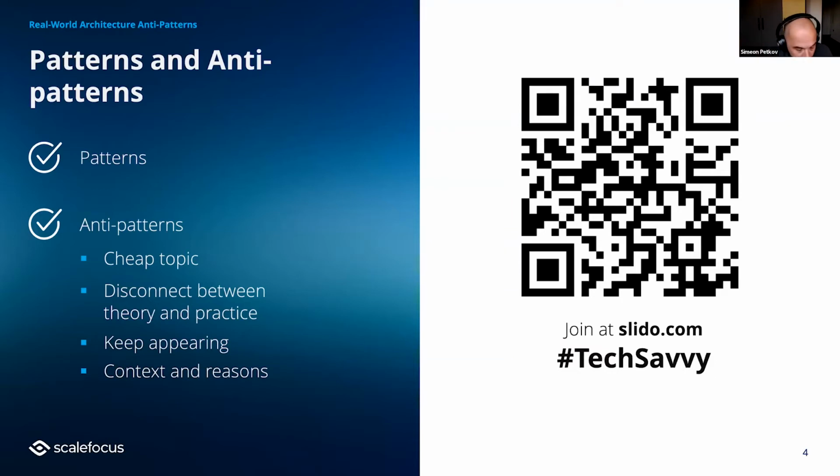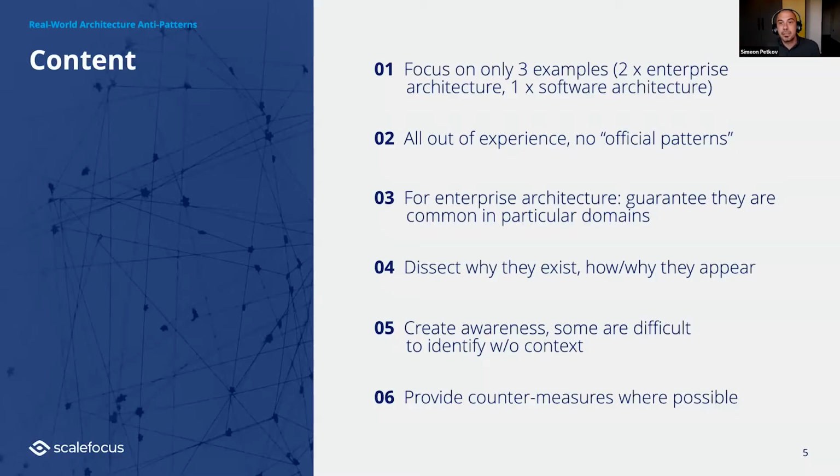In order to make it a little bit more concrete, instead of giving you an endless list of dozens of anti-patterns, I'm going to focus only on 3 examples. 2 of them are going to be from enterprise architecture, and 1 is going to be from software architecture. Again, here, not to lose ourselves in definitions.